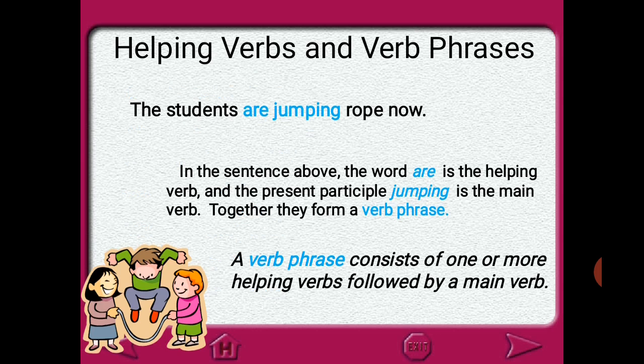And a verb phrase consists of one or more helping verbs followed by a main verb. So in this example, the students are jumping rope now. What is the verb phrase here? Are jumping. It means helping verb plus main verb.